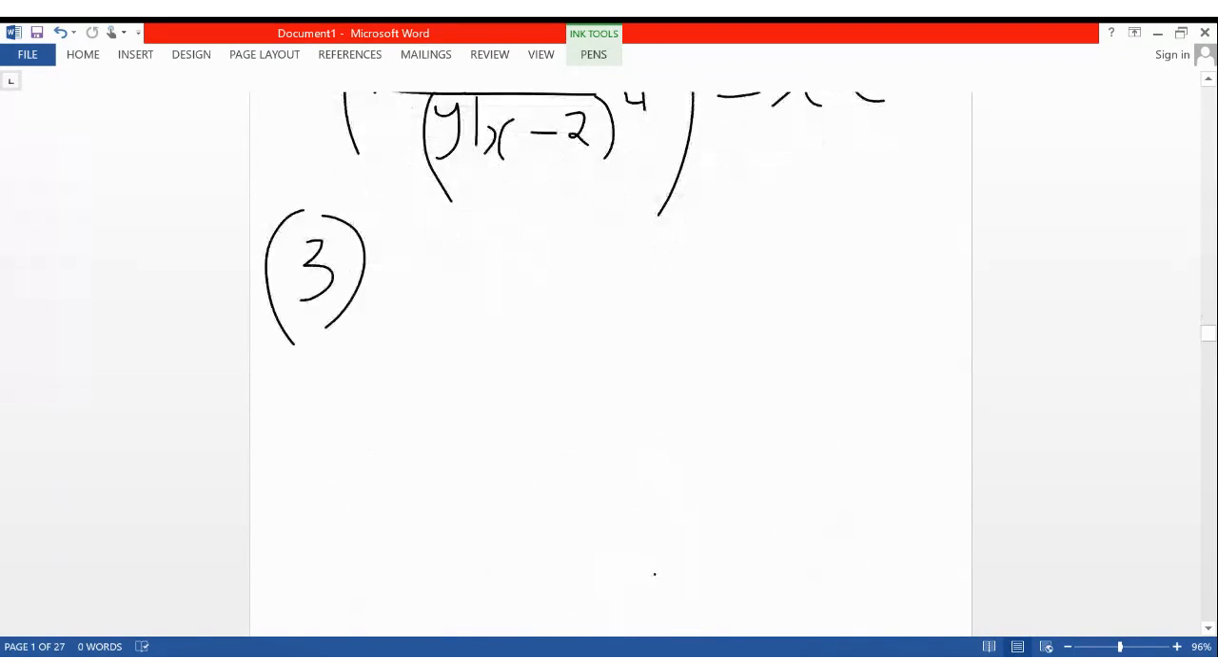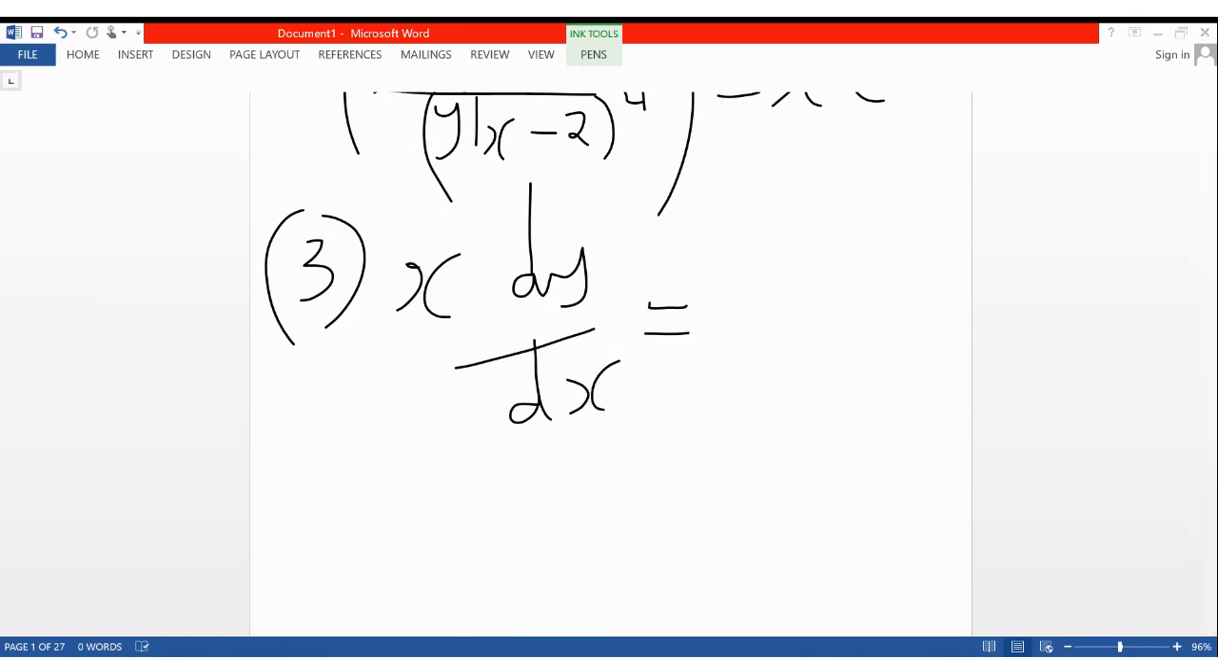This is what I have: x dy over dx is equal to x squared y squared all over y. Let's start. Is it homogeneous, this one? You can start from there. Is it homogeneous?